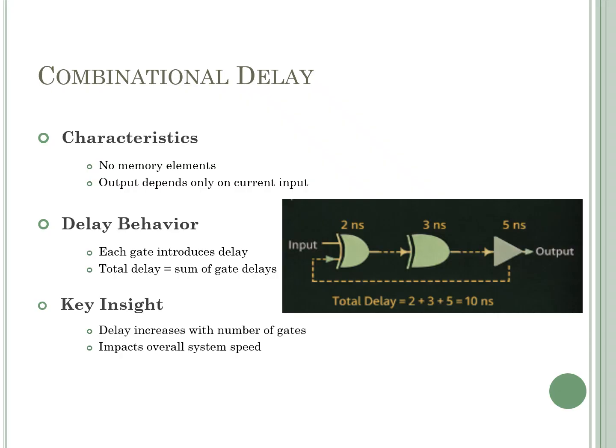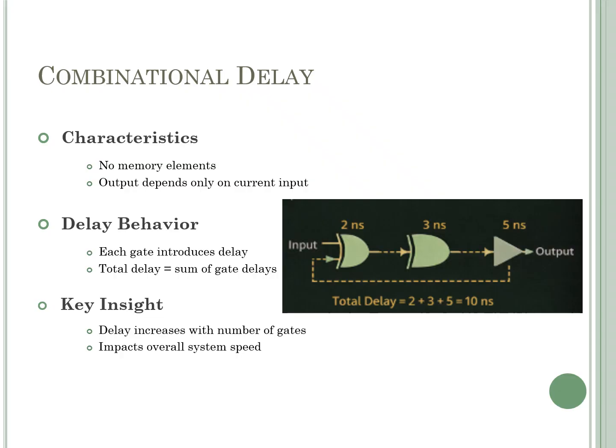Let's first understand its key characteristics. No memory element. Combinational circuits do not remember past values. They only respond to the current input. Output depends only on input. Whatever input you give, output is calculated immediately based on that input. No past, no storage, only present input matters.